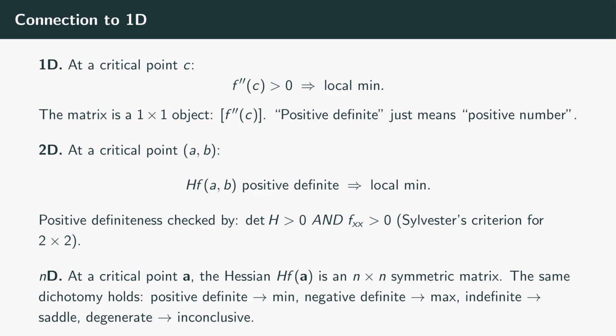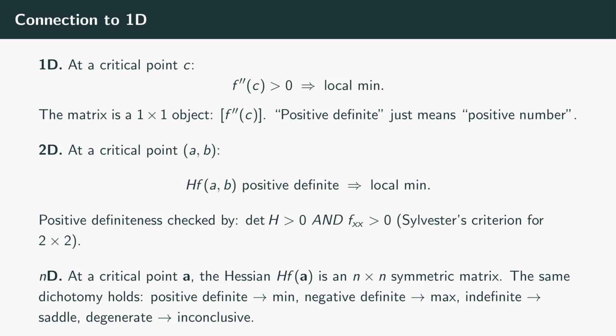Let me make the bridge to single variable calculus completely explicit. In one variable, f double prime of c greater than 0 is the condition for a local minimum at a critical point. If we view f double prime of c as the unique entry of a 1x1 matrix, then positive number and positive definite matrix mean exactly the same thing.